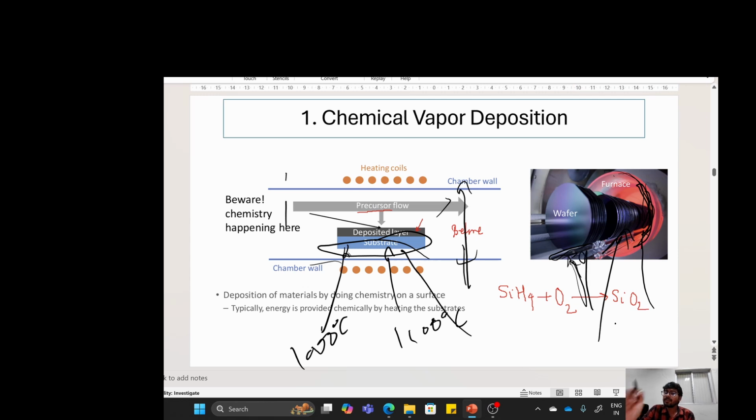So this is kind of a furnace that you can make in your lab as well. But gases like silane are kind of dangerous, so it is not allowed to use these kinds of things everywhere. High precaution should be taken while doing these things.